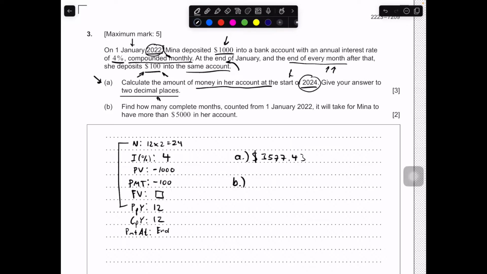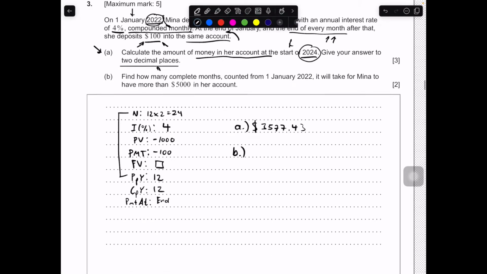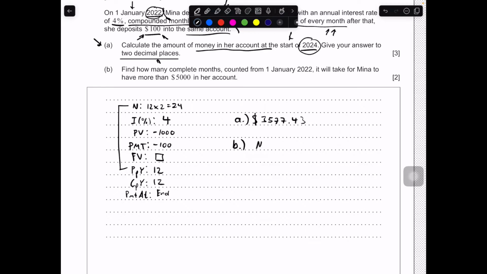Here's part B. Find how many complete months counted from 1st January 2022 it will take for Mina to have more than $5,000 in her account. I'm going to quickly write this out once again. PV and so on. PPY, CPY, and then payment at. Okay, so let's see what we can do. How many complete months? So in this case we want to know N. The interest rate remains at 4%.